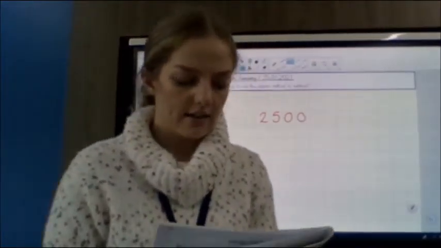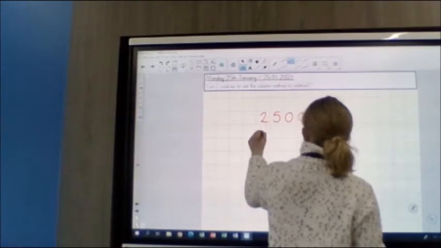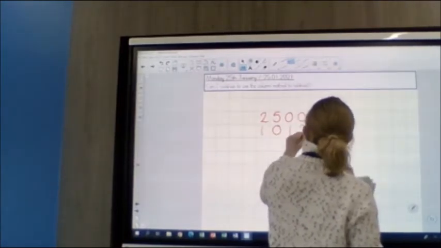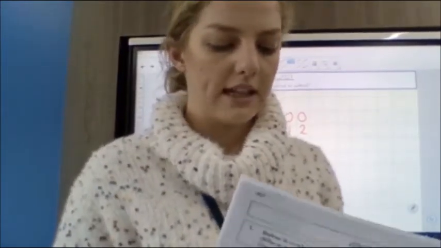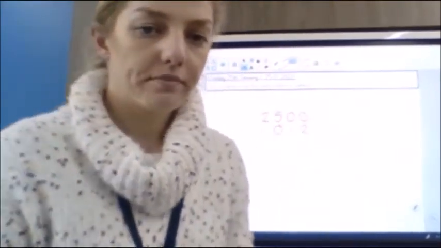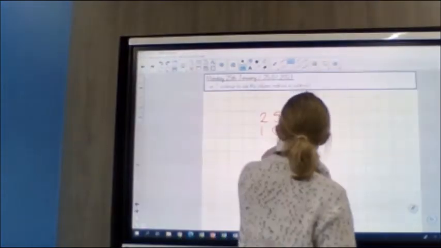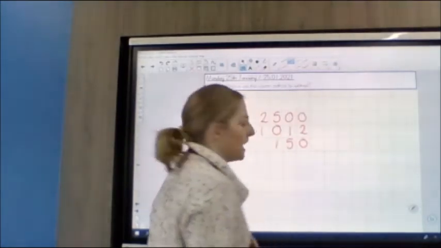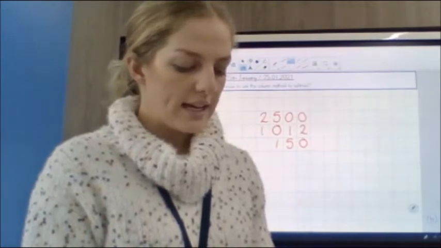He puts in 1,012 millilitres of water in it. I'm going to write that down as well. He adds 150 millilitres of juice. How much more liquid can he put in? So, first of all, I need to make sure that I have all the correct information. Okay, so I've got all of my measures on there. The first thing I need to do is add my water and juice together.